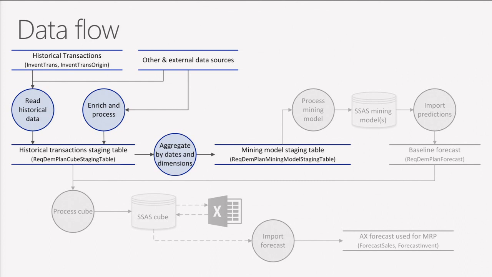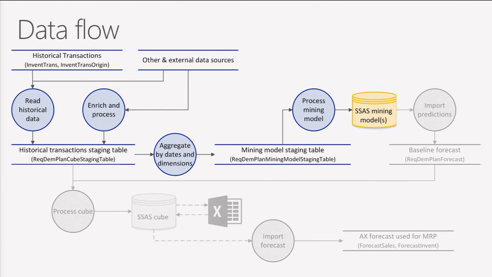So the aggregated data is put into the mining model staging table. And this is the table that is read by the mining model, by the analysis services mining model. And the mining model, as I said before, is like the brain of the entire solution. So it basically gets the data from this mining model staging table, and it analyzes that. It tries to find correlations between the data, and also it tries to find the forecast based on the historical data.